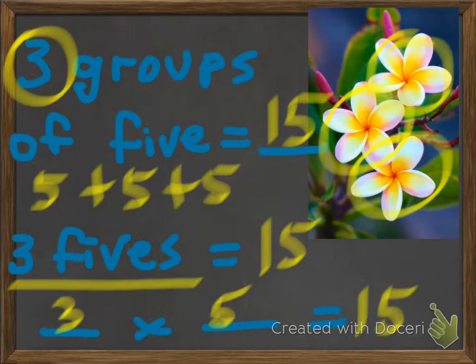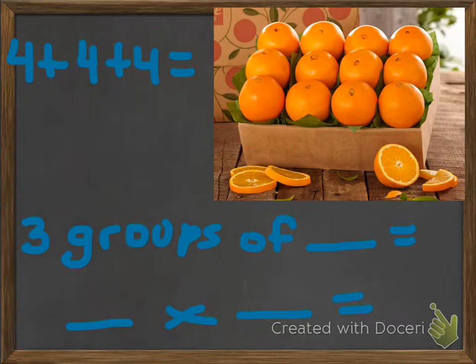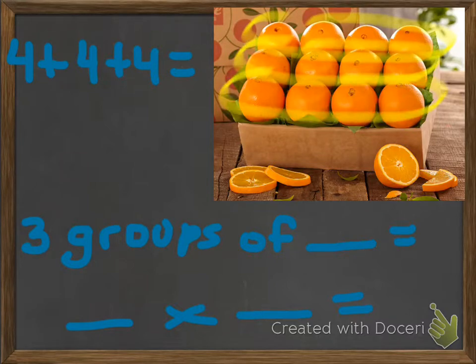Let's try another one. In this case, we have oranges. We have a set of oranges, and you can see that there's a group here, a group here, and a group here. And each group has 4. 4, 4, and 4.